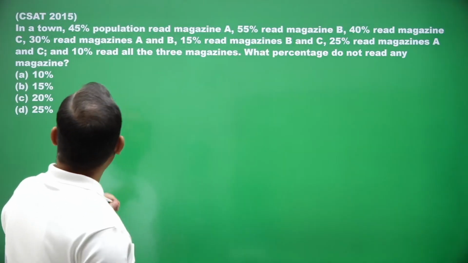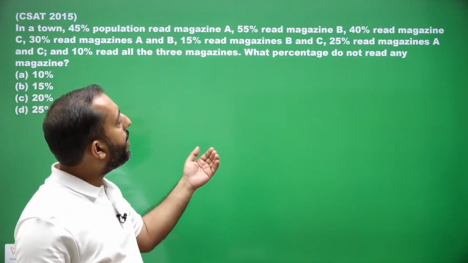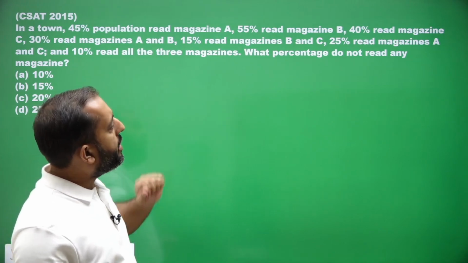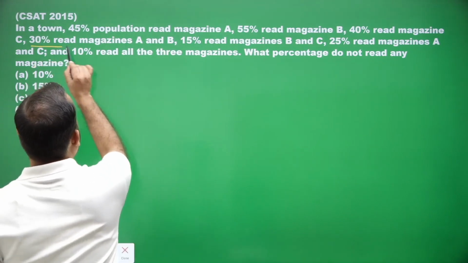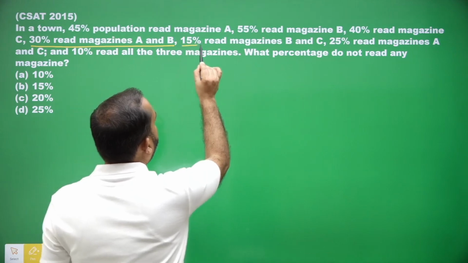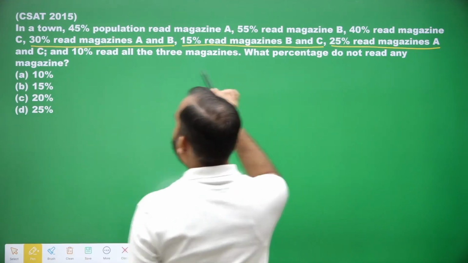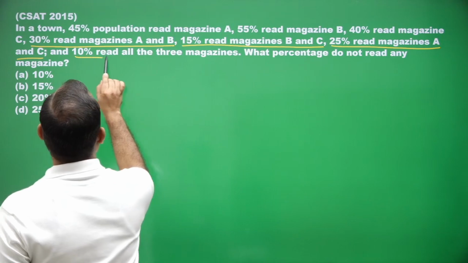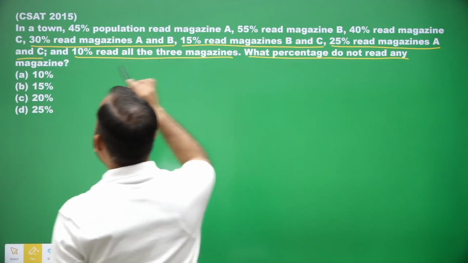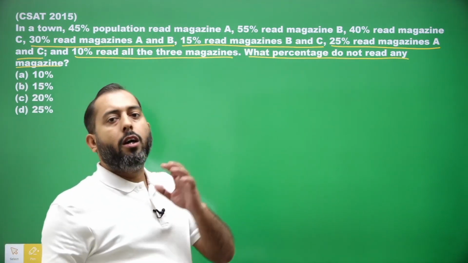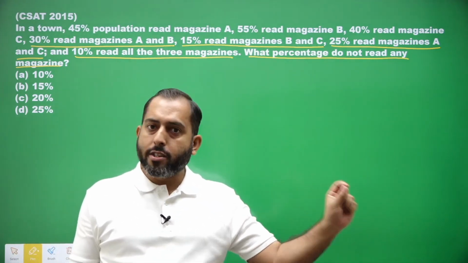It says, in our town, 45% population read magazine A, 55% read magazine B, 40% read magazine C, 30% read magazine A and B, 15% read magazine B and C, 25% read magazine A and C, and 10% read all the 3 magazines. What percentage do not read any of the magazine? In this question, every value is in percentage.